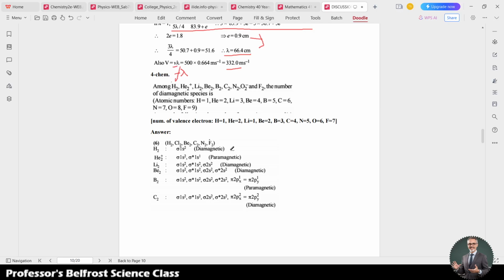So the third question is chemistry. Among hydrogen gas, helium ion, helium diatomic ion, lithium, beryllium, diatomic lithium, diatomic beryllium, diatomic boron, diatomic carbon, diatomic nitrogen, diatomic oxygen ion, and diatomic fluorine, the number of diamagnetic species is... Actually, this is a very easy problem to solve because we have been given the atomic number. It means that we can know the number of valence electrons for each of the species.